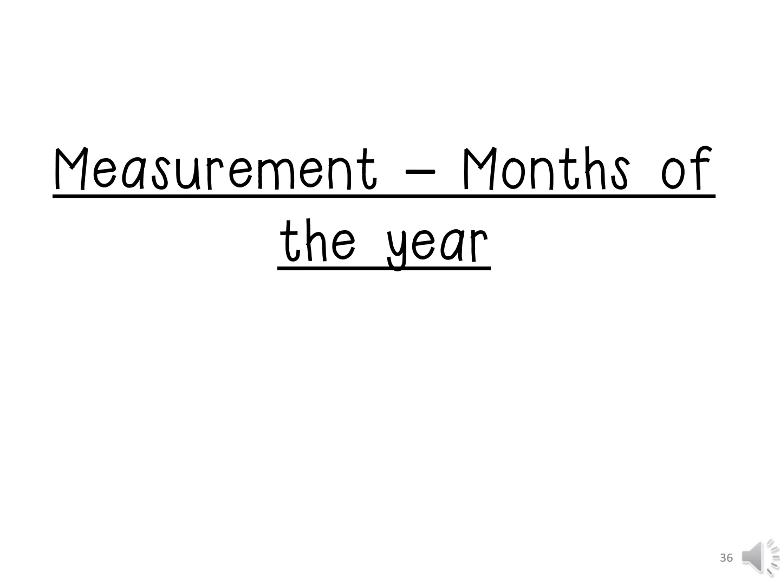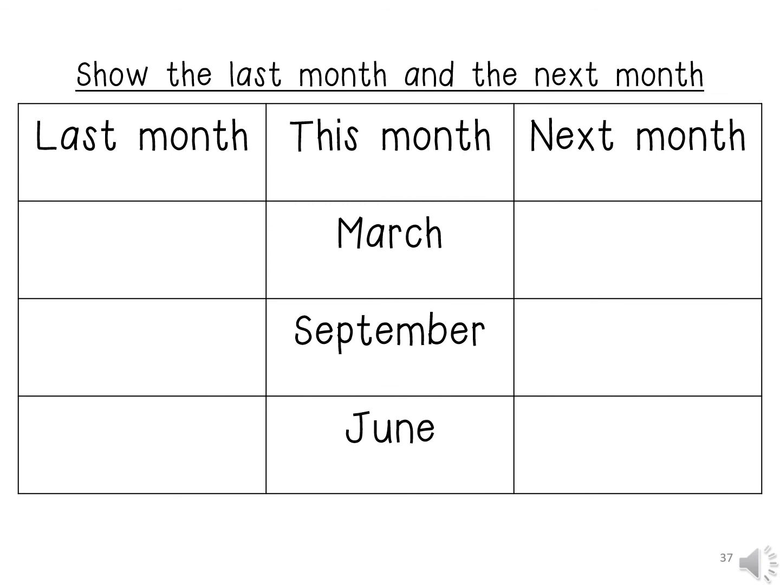Now we will be doing measurement, months of the year. It says, show the last month and the next month. So here we have the last month column, this month column, and the next month column. So we have this month, which is March, September, and June. We need to find the last month and the next month for all these months.